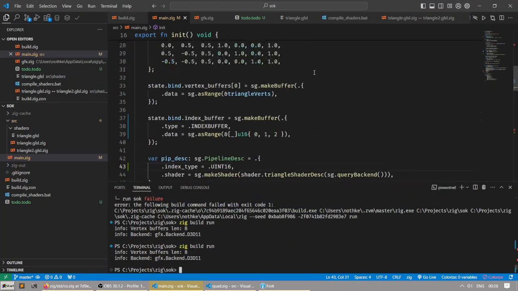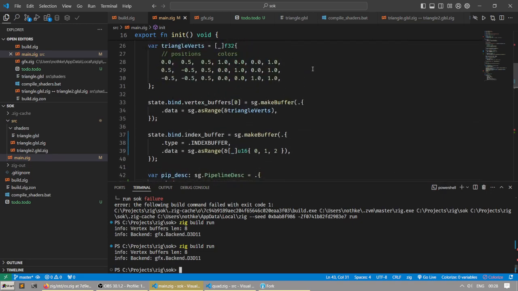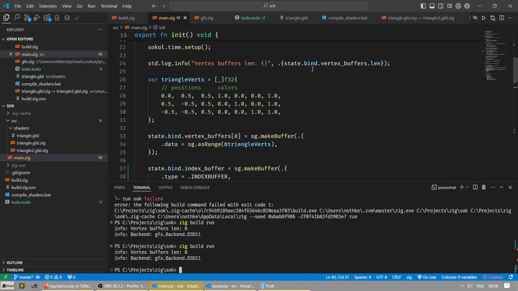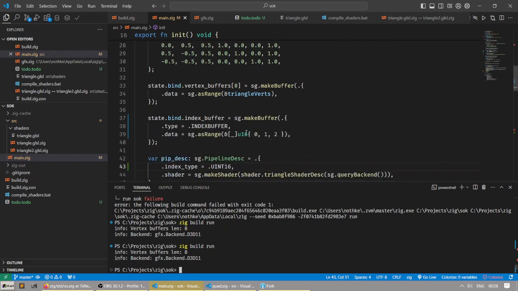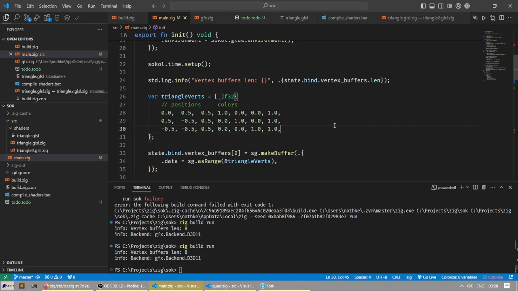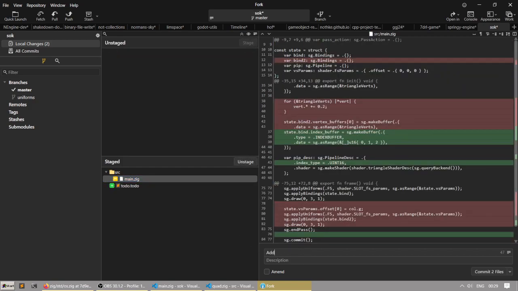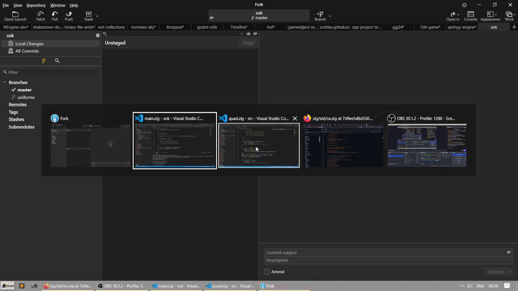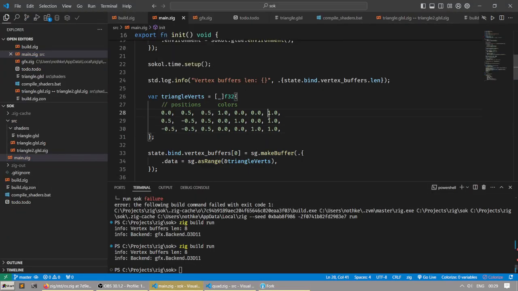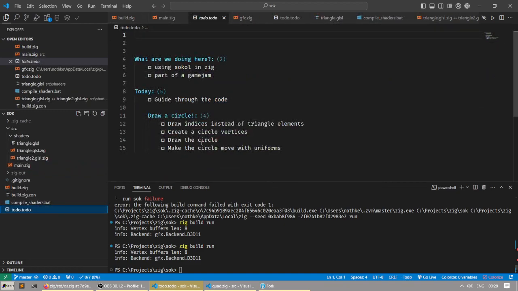It works. We can do indexed rendering, which means that we can just add a new vertex and then add a triangle. So let's try that. Okay, let me also submit this for, let's say, stream. Added indexed. Now doing indexed rendering. There we go. Okay. And I'm also going to say that we figured out this: draw indices instead of triangle elements.